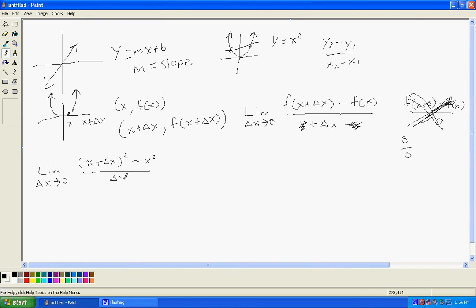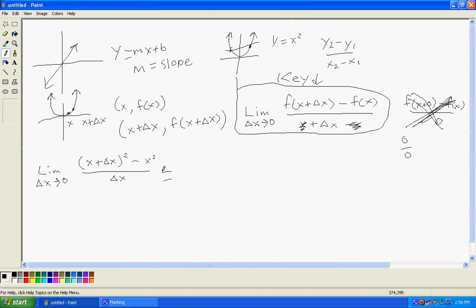And this right here, this limit idea, this is key in calculus. This is the fundamental key idea right there, that as delta x approaches 0, we can find the slope of any given point on a graph, no matter how crazy it is. And you can use this for linear equations, and you'll get that the slope is still the m. Alright, so back to this.